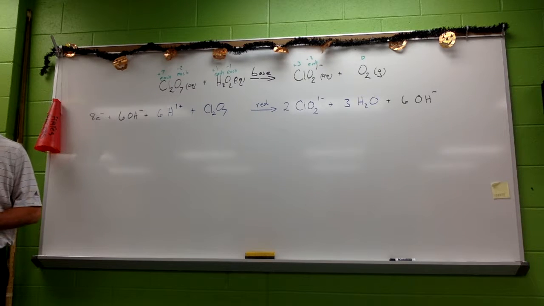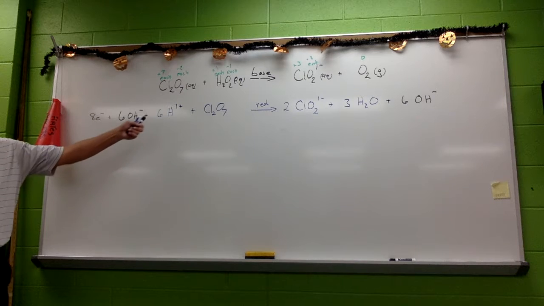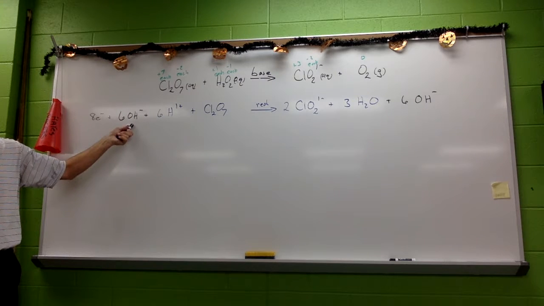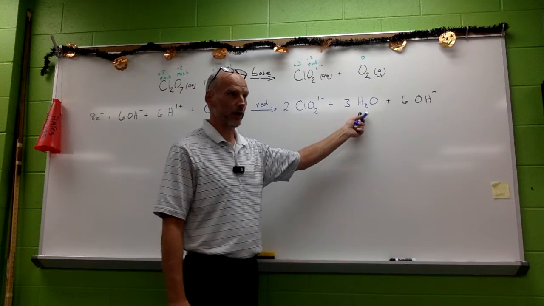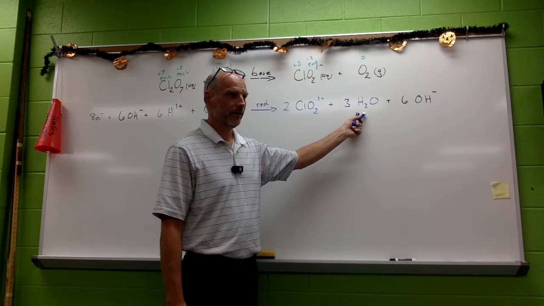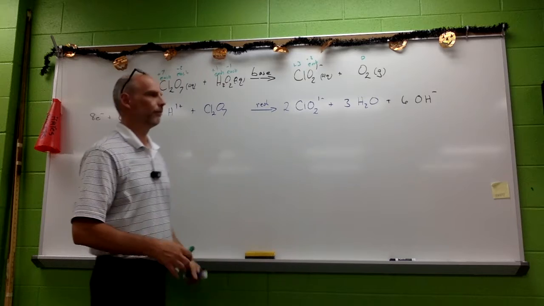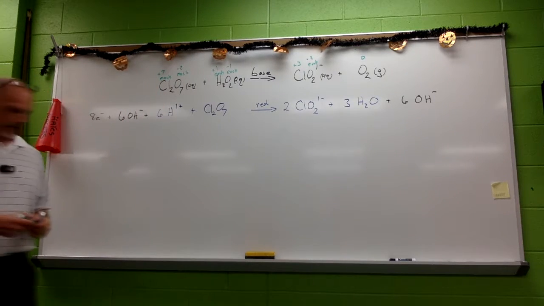Is everyone hunky-dory so far? Because there are 6 hydrogen ions. To neutralize those 6 hydrogen ions, I need 6 hydroxides. You don't know what that means, do you? But those are not 6 hydrogen ions. Hydrogen ion is the acidic piece of this. All right. Okay. Next.